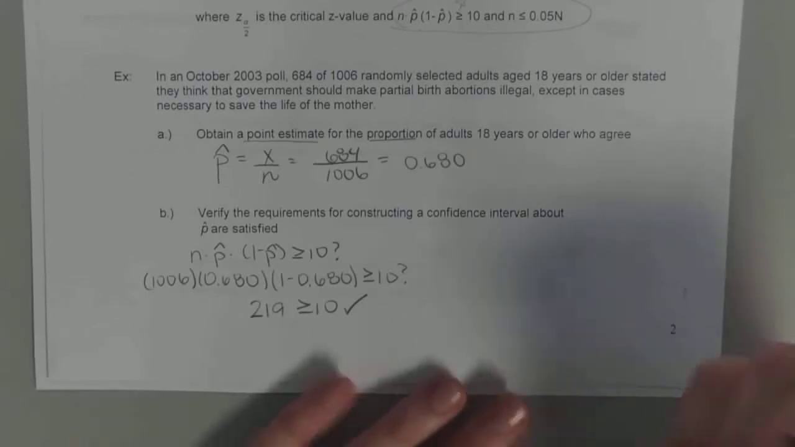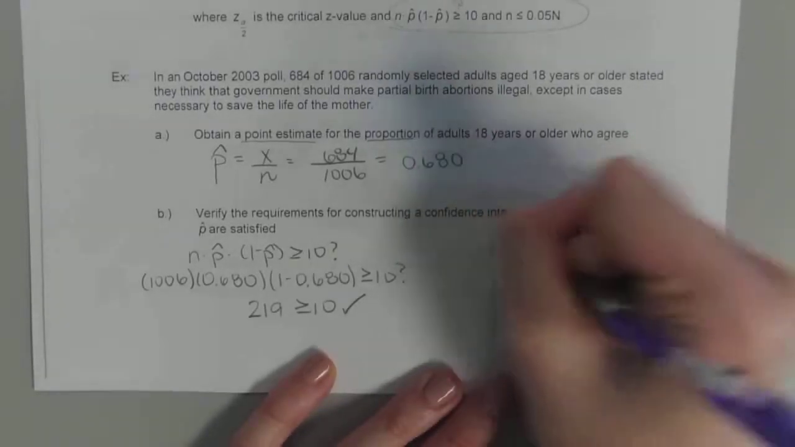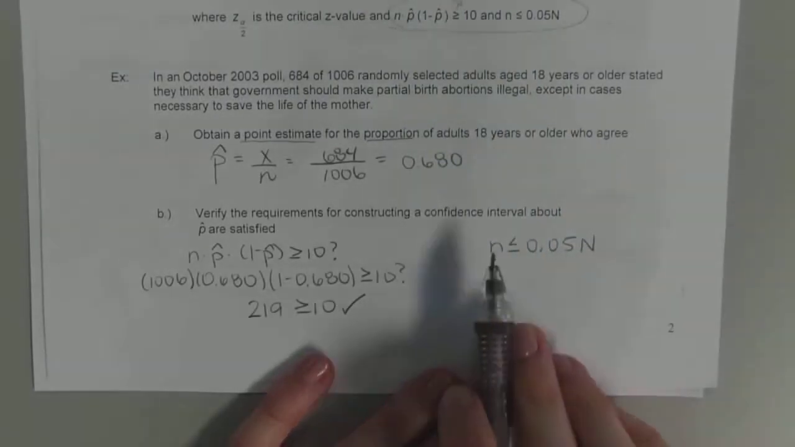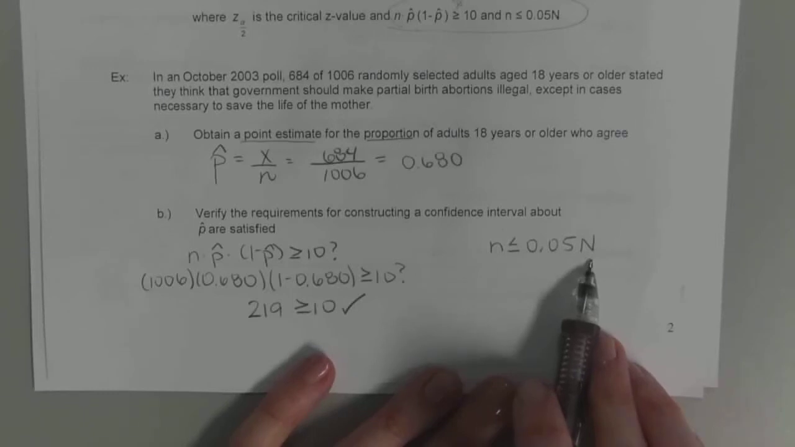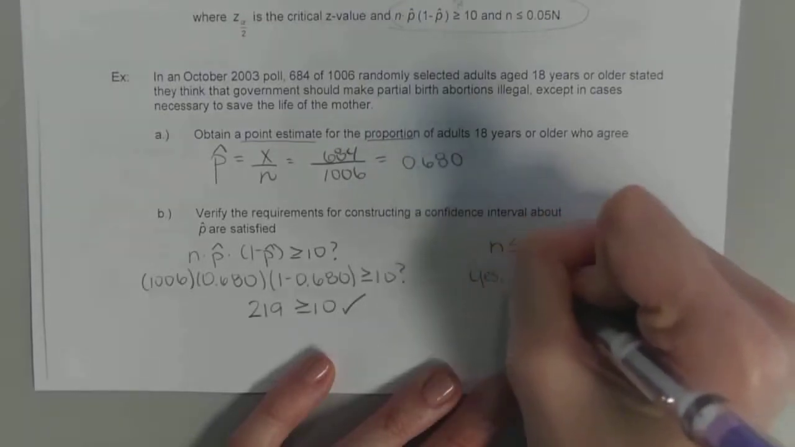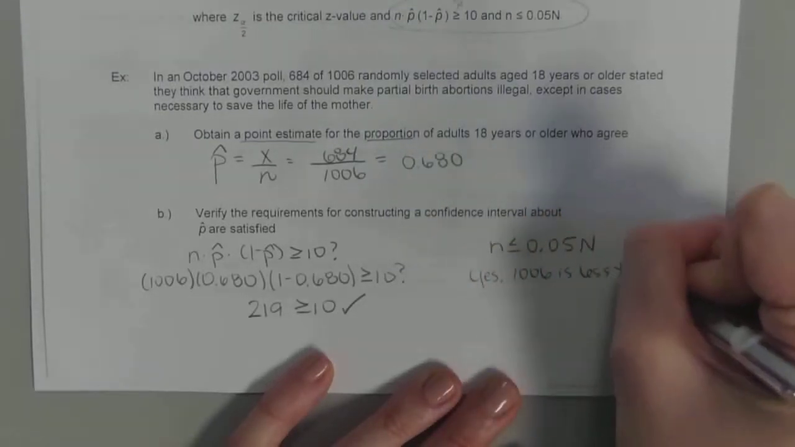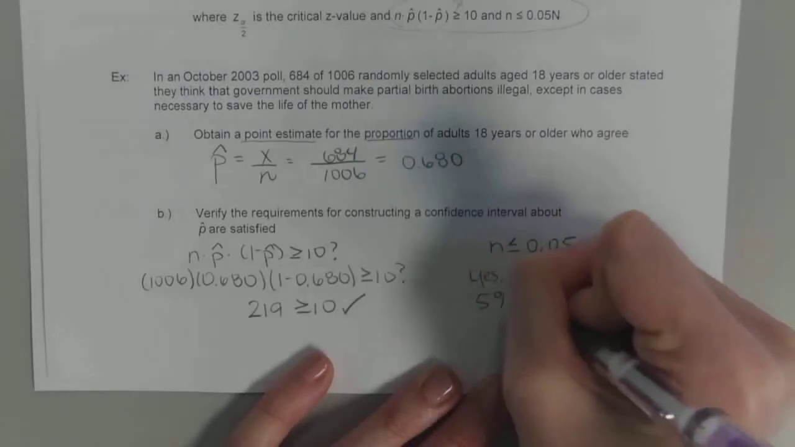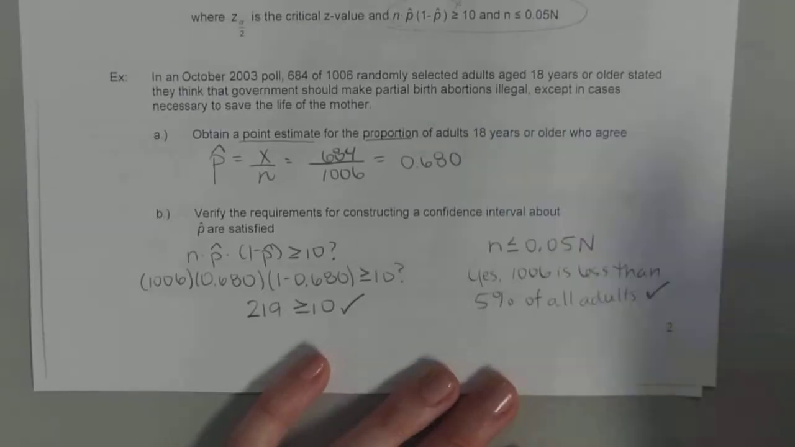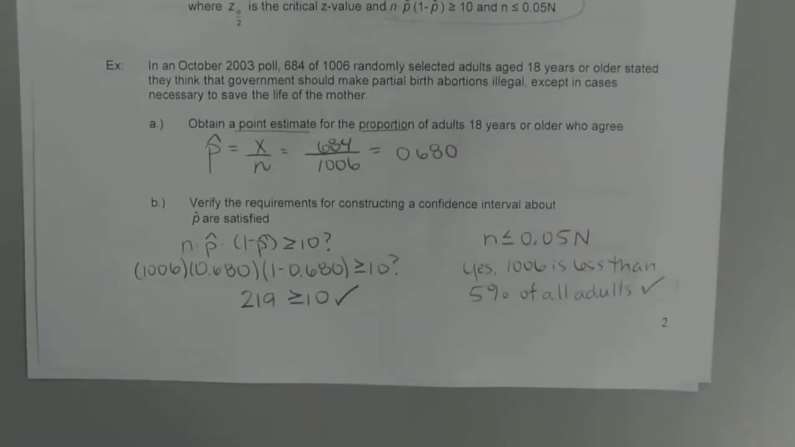The second inequality, we'll talk about it in our notes, but I don't worry about it as much on the test. Is our sample size easily less than 5%? Yes. 1,006 is easily less than 5% of all adults in the U.S., okay? So we'll just say yes, 1,006 is less than 5% of all adults. And that one we just talk about because we were not given capital N, how many total adults there were in 2003 in the U.S., okay? But we know 1,006 is easily less than 5% of it.